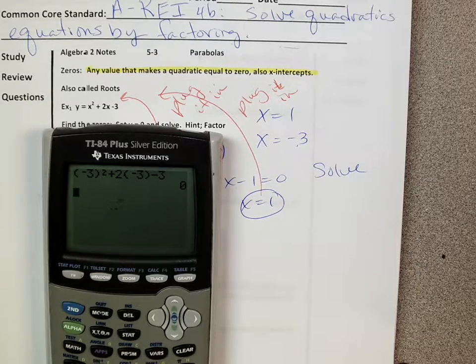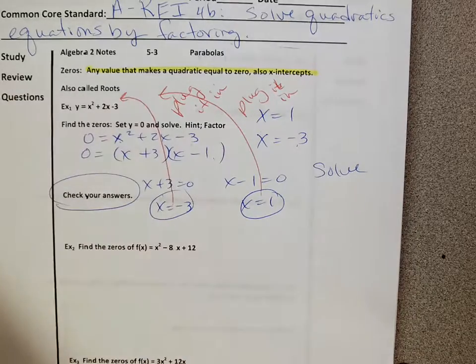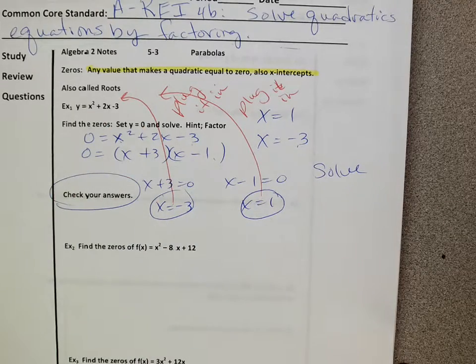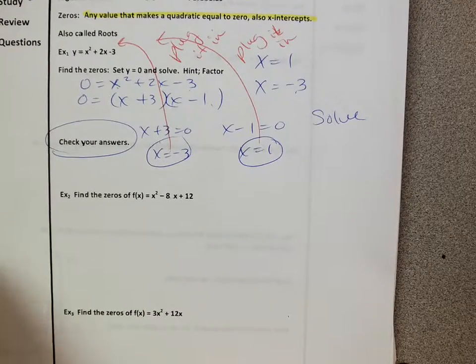It's got to be 0 because anything plugged in that makes it 0 is a zero, okay? So let me check my 1 squared plus 2 times 1, subtract 3. Sure enough, 0, okay? So we've just verified that there's zeros. So anything that makes it 0 is a zero. That makes sense. Okay, example 2.